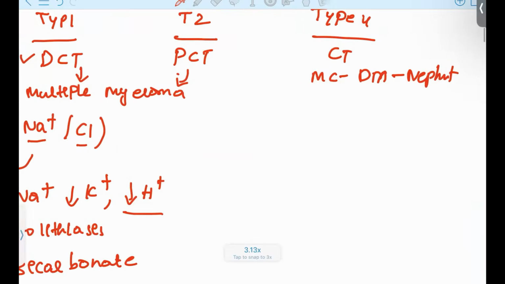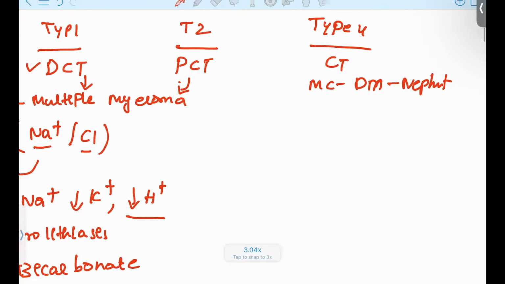Next, moving on to type 2, the PCT, proximal convoluted tubule. So maximum of all the ions, glucose, everything is handled here only. Another cause in this patient will be Fanconi syndrome. There is a question also: acetazolamide is a cause of which RTA? That is type 2 RTA.